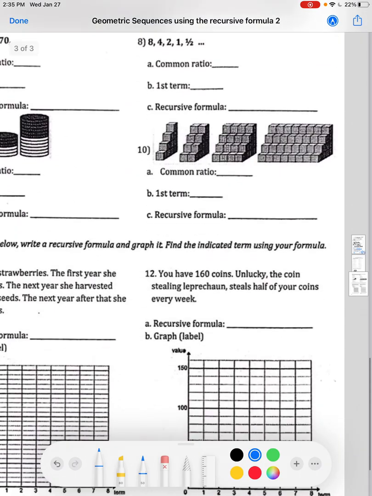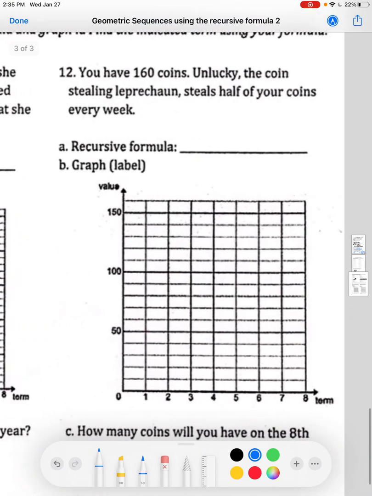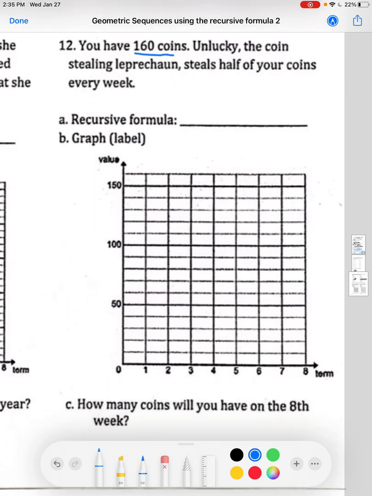Now let's go ahead and just look at one of the graphing ones really quickly. Let's look at number 12. You have 160 coins. Unlucky, the leprechaun steals half your coins every week. So even though 160 coins is our first value, our A1, in this case, that represents our week 0. It's kind of the most confusing part of these things. Sometimes they have to be very specific on whether or not it's the week 0 or the week 1. But since the first stealing would have the amount of coins that we're going to take, the first value is going to be 160.